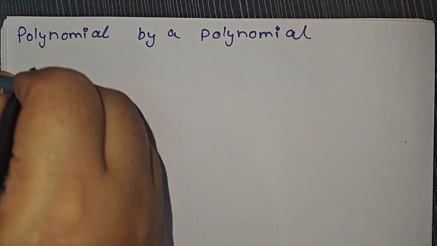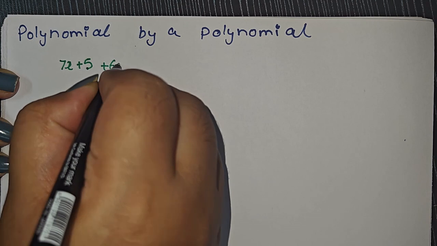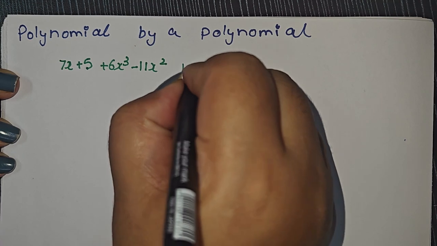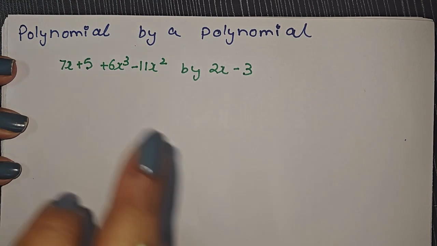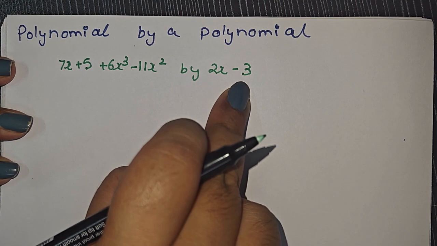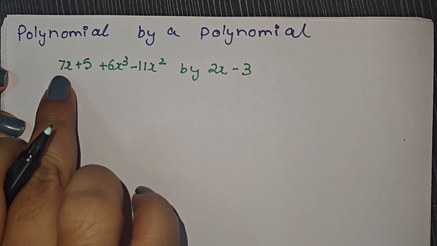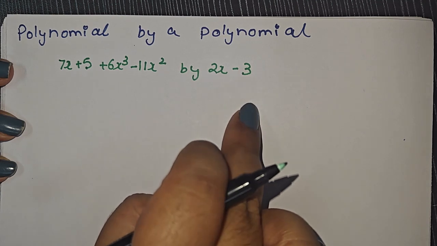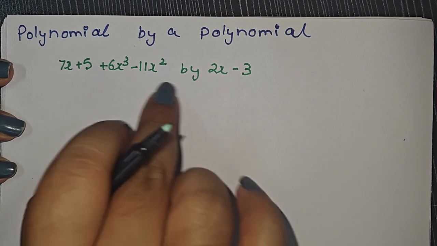I have a polynomial 7x plus 5 plus 6x^3 minus 11x^2, and I have to divide it by 2x minus 3. So I have to pick up this polynomial and divide it by this. First of all, a very important step is you have to arrange both the polynomials in the descending order of their degree. Degree means power.